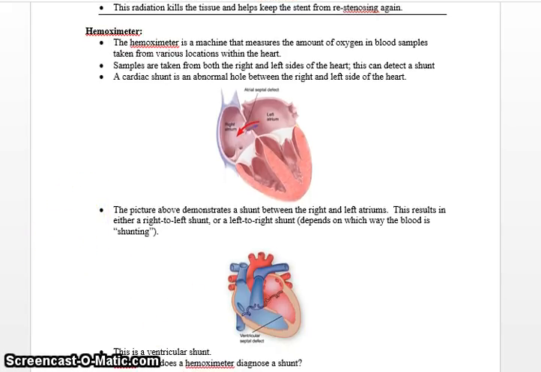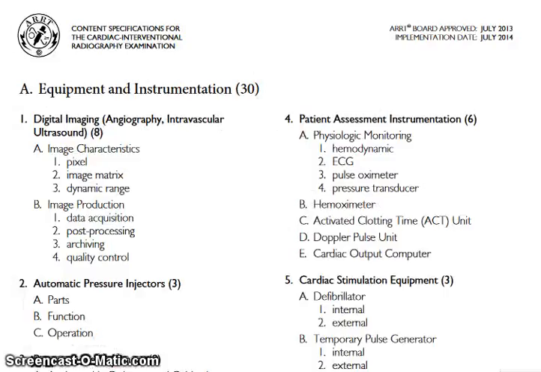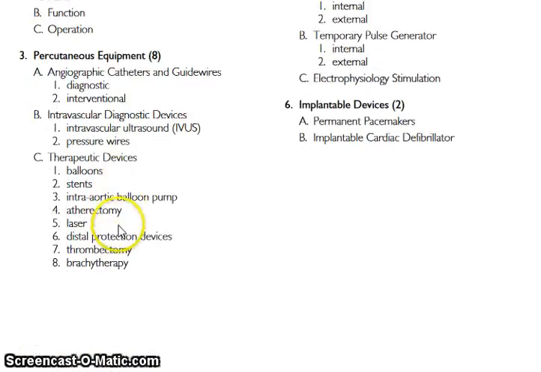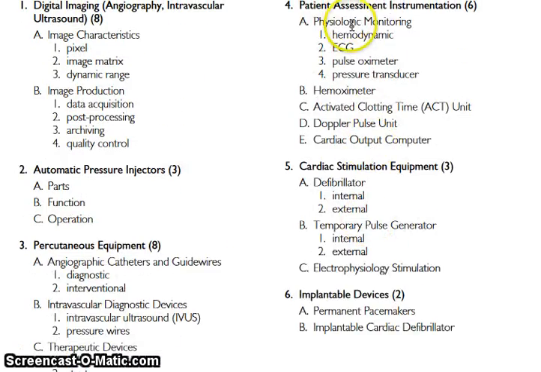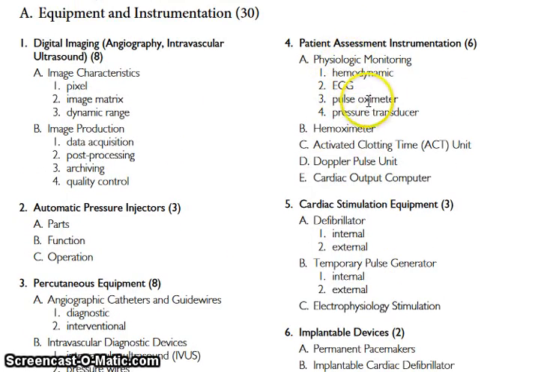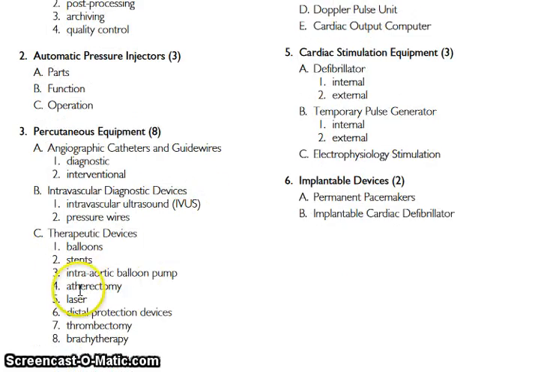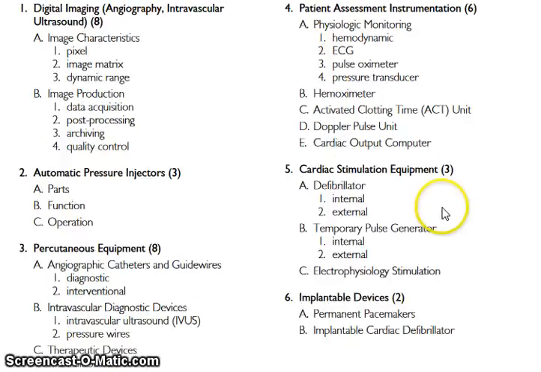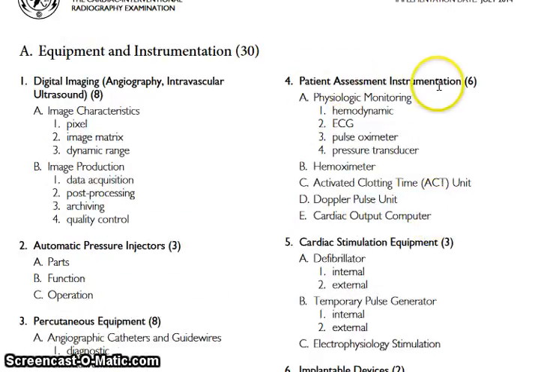Now, I just want to remind you that this week 10 follows the ARRT content specification. So again, I'm under equipment and instrumentation, and all I'm doing is just going down this list and just briefly hitting on all of these things. And so, we just finished up with therapeutic devices, brachytherapy, and now I'm moving on to patient assessment instrumentation, the hemoximeter. Here we are right here.